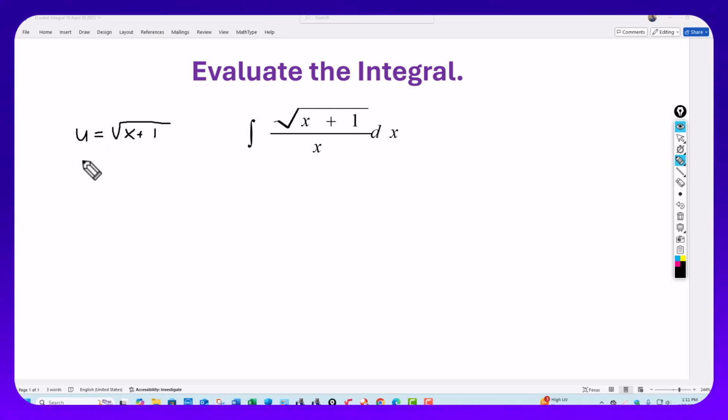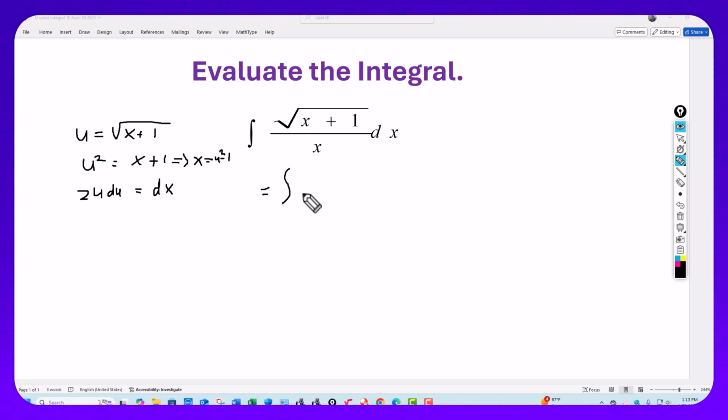I could find du here, but I think it'd be better if I just square both sides, get this, and then differentiate, giving 2u du on the left. The right side is 1, or 1 dx. So I want to transform this integral into one involving the variable u. Obviously the numerator will be u, and from this equation here, I can solve for x: x will equal u squared minus 1.